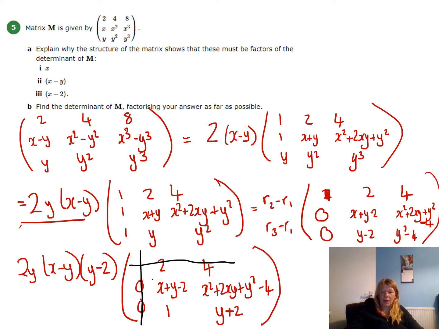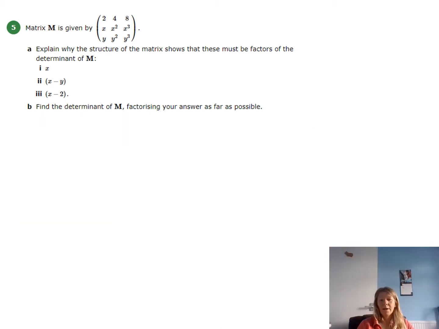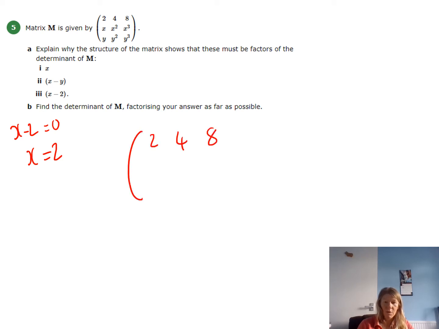Okay, we need a new slide. If we try this one like we did in the video, what would we do? We would have x minus 2 equals 0 for the thing, so x equals 2. And if we put that in the matrix, we've got 2, 4, 8. We'd have 2, 4, 8.